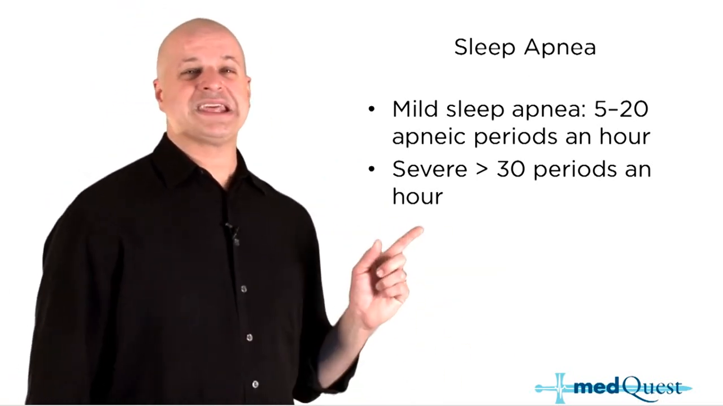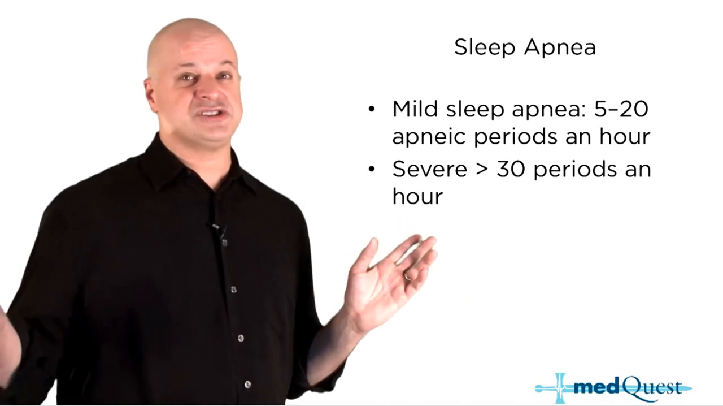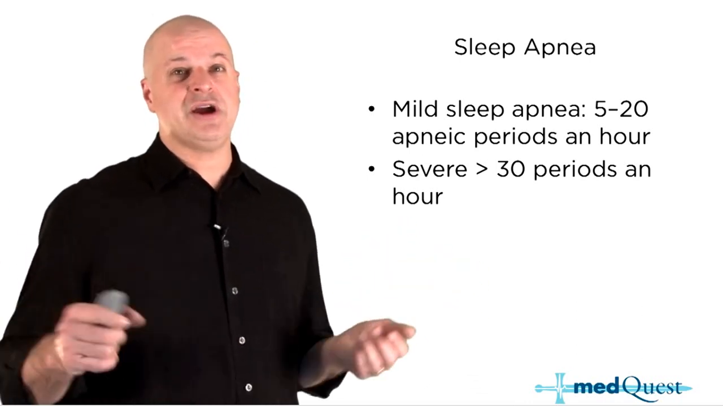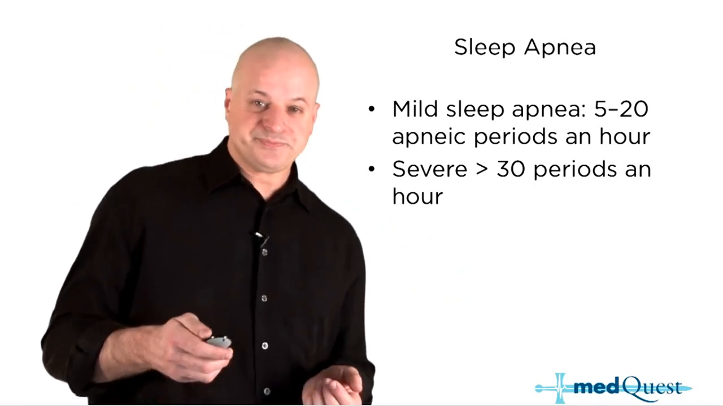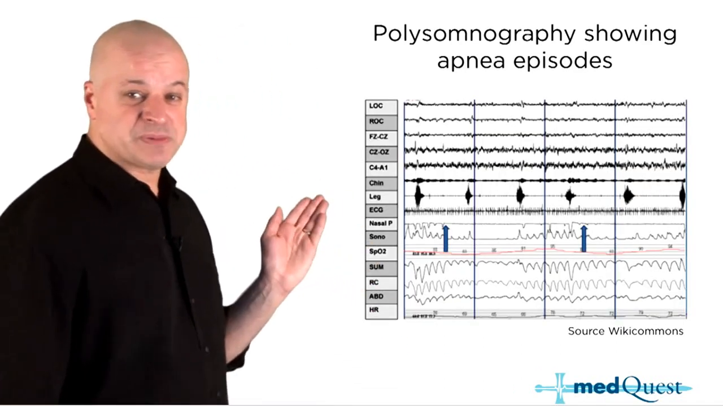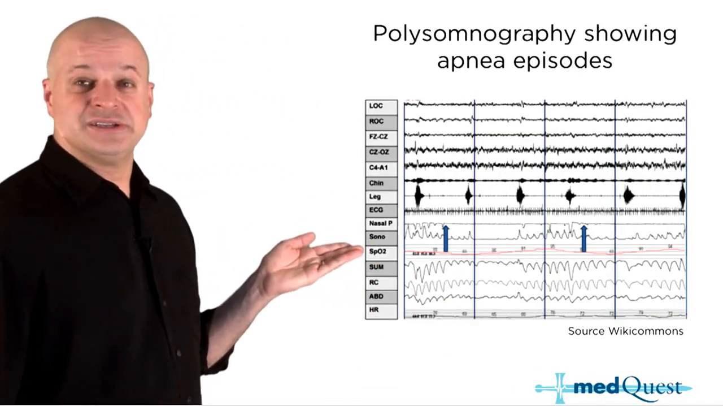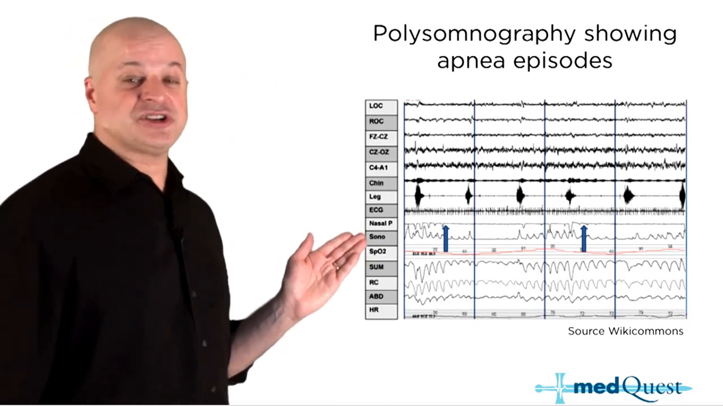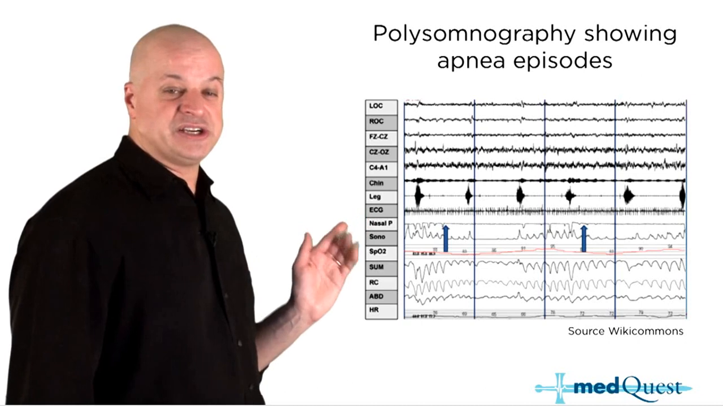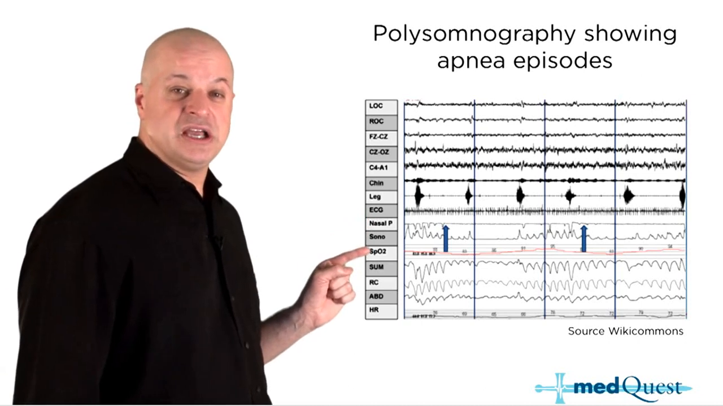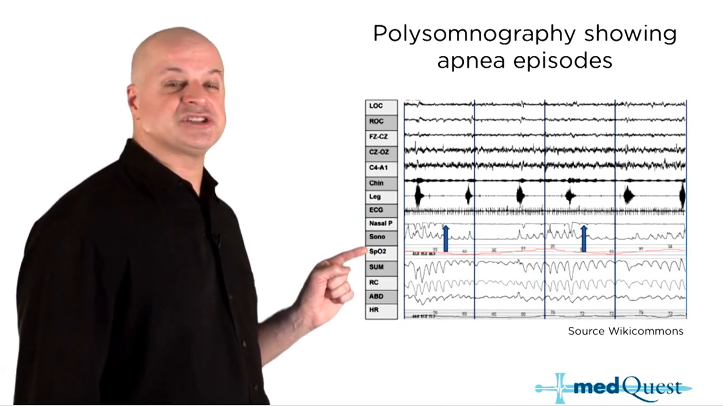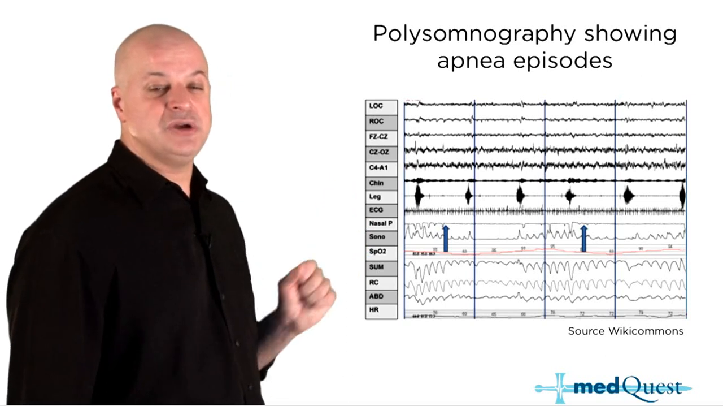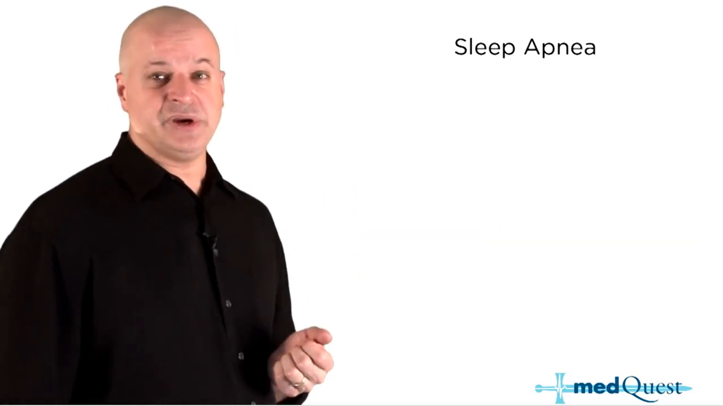Okay, so a matter of severity is saying more than 30 of these an hour, basically 1 every 2 minutes. Ooh, that's a picture of polysomnography. Isn't that interesting? Looks like a bunch of squiggles, doesn't it? Well, the whole point is it's actually measuring your oxygen saturation. It's measuring the amount of oxygen you're breathing in, the FiO2, and taking a look at the pauses in your breathing.